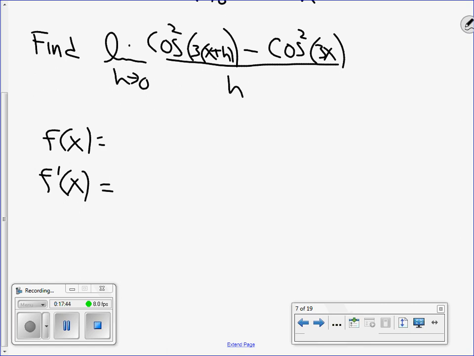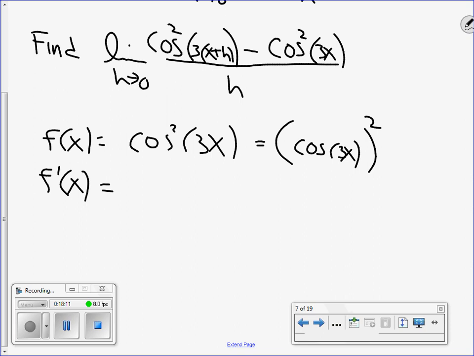Now, what's the function? Cos squared 3x. Now we know that this whole limit just equals the derivative of that function. So we just got to take the derivative of that. What should we do before we start taking the derivative? Yes, Cameron. You want to rewrite that as the cosine of 3x, all of it squared. Because this will remind us, what do we need to use to get the derivative? Chain rule.